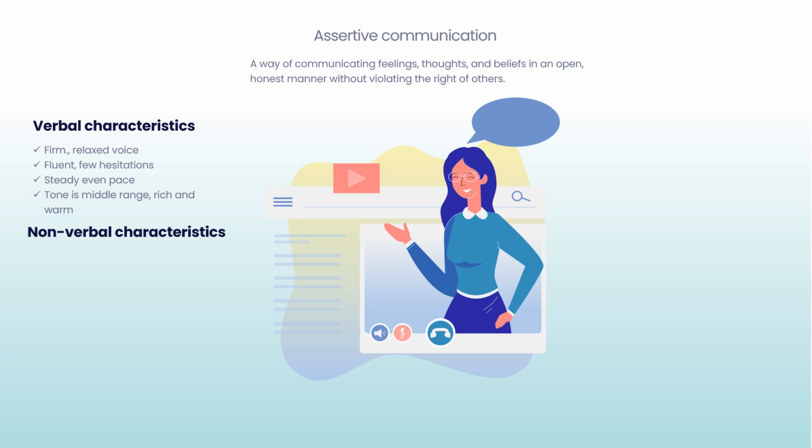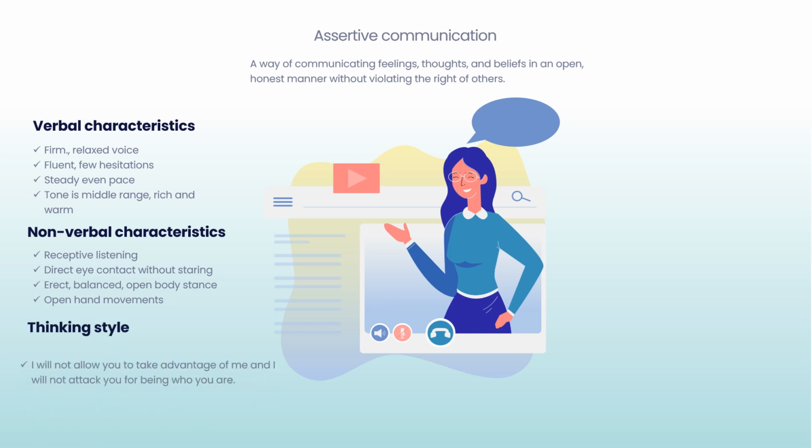Nonverbal characteristics: receptive listening, direct eye contact without staring, erect, balanced, open body stance, open hand movement. You see, this is your body language when you have an assertive communication style. You listen to others, you look them in the eyes, you are balanced in your body stance, your movements are open, you don't manifest anything negative which can hurt other people.